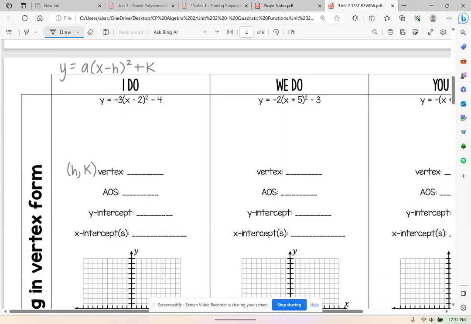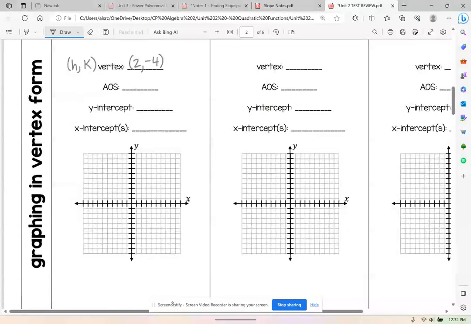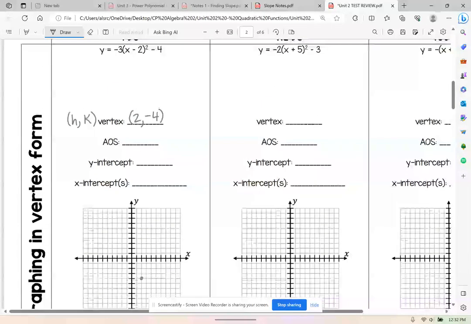Do we remember what we have to do with the h though? You have to flip it, right? So currently it's negative 2, right? So what is actually h in our case? 2. So our vertex is 2 what? Negative 4. 2, negative 4. Only flip the h, don't flip the k. Axis of symmetry is what? X equals 2.